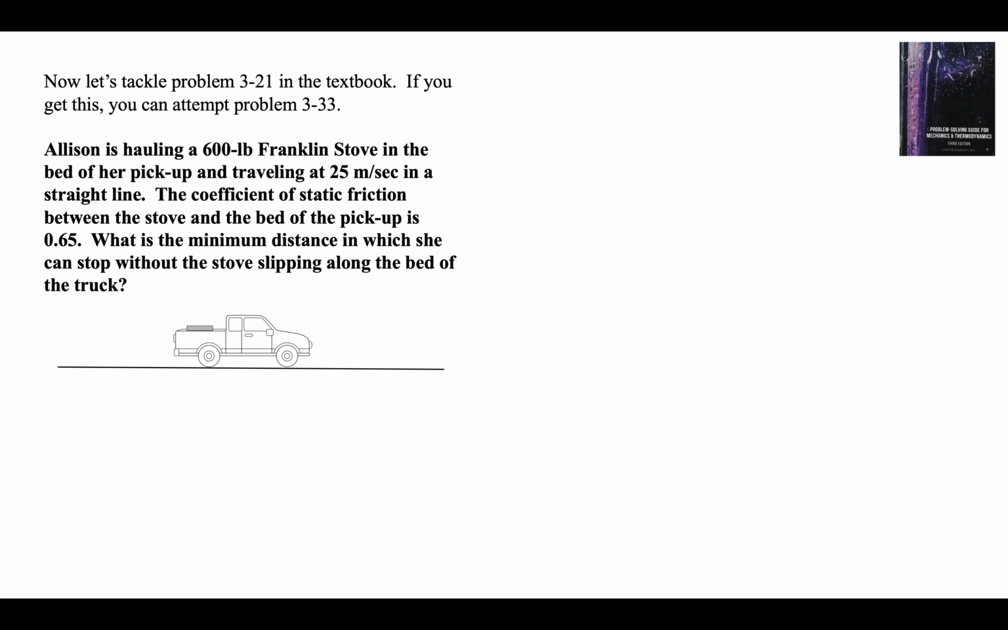The light turns yellow. She has to slow down. What's the minimum distance in which she can stop without the stove slipping along the bed of the truck? She doesn't want that stove to slip. What's her minimum stopping distance? Seems like a complicated problem, but the key here is to isolate that stove. That's all we care about. Forget about the truck, the tires, everything else.